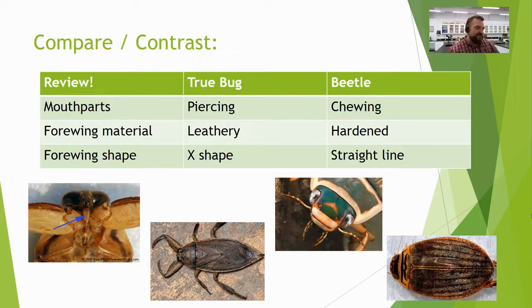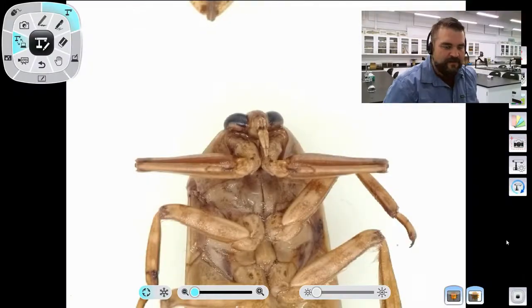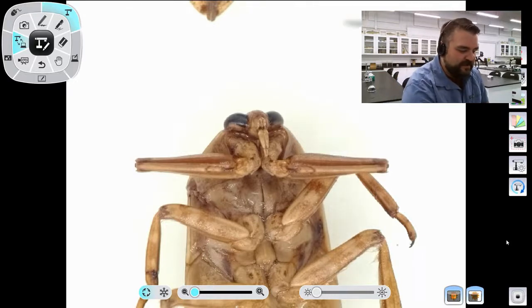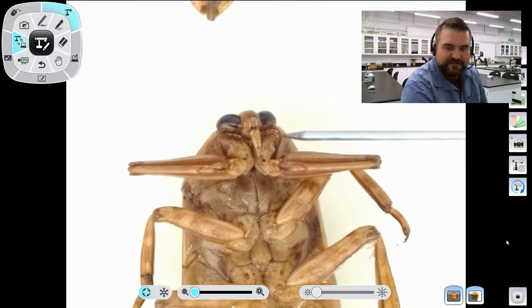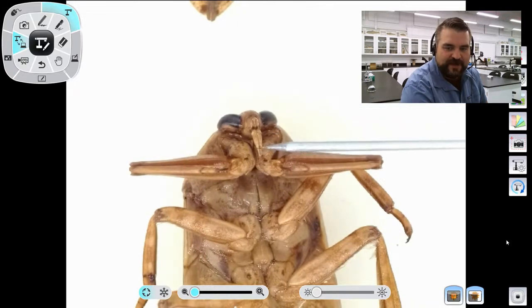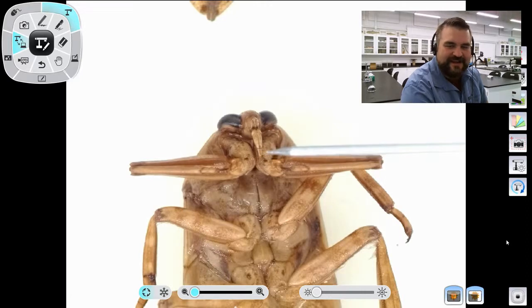So let's take a minute and jump over to the lab camera and take a look at these parts in reality in a couple bugs and beetles that were caught in water bodies in and around Vermilion here. There we are, our predaceous or giant water bug. And the first distinguishing feature we talked about, dead giveaway, this piercing, sucking mouth part. That is the mouth part of a bug.